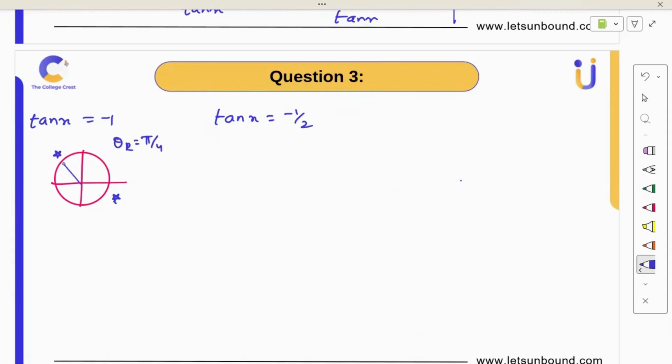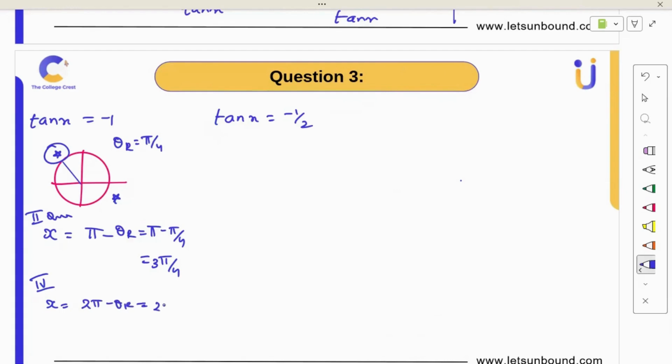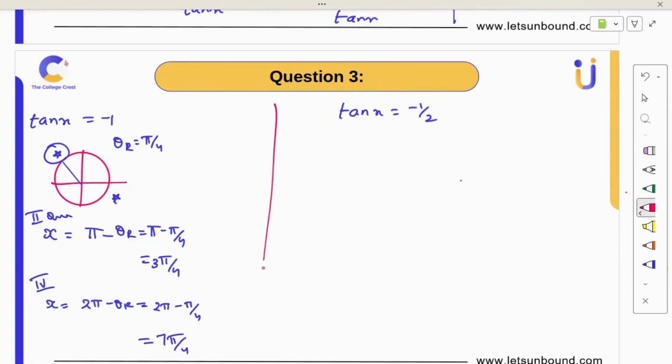Now, if it is in the second quadrant, then your x would be pi minus your reference angle. So pi minus pi by 4, which is 3 pi by 4. And then another one is in the fourth quadrant. That can be written as 2 pi minus your reference angle. 2 pi minus pi by 4 would give you 7 pi by 4. Right? So that's simple. And it should be in 0 to 2 pi. If it's exceeding that, we can just neglect that.